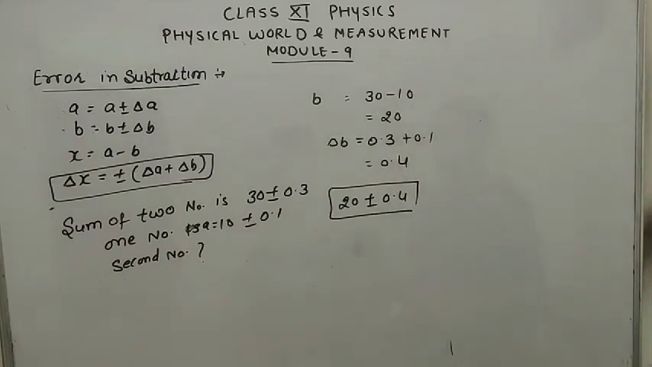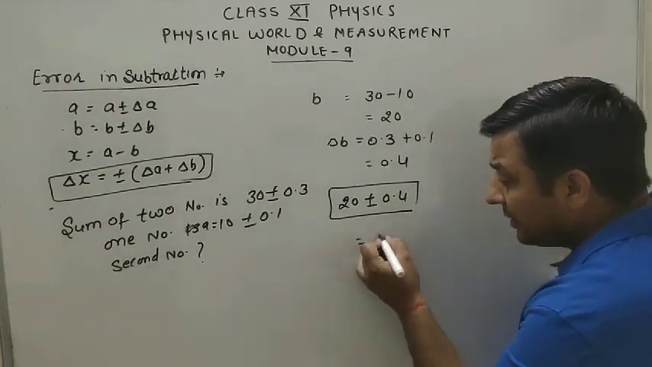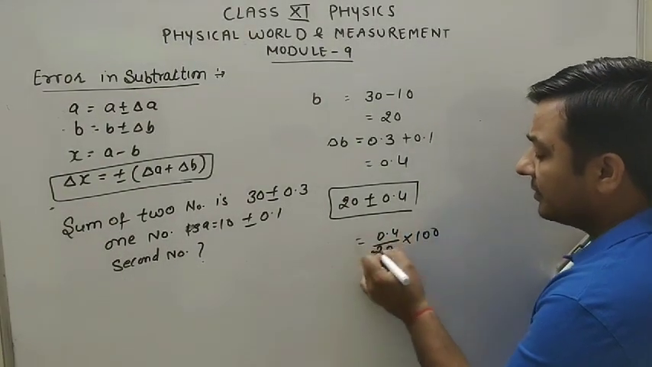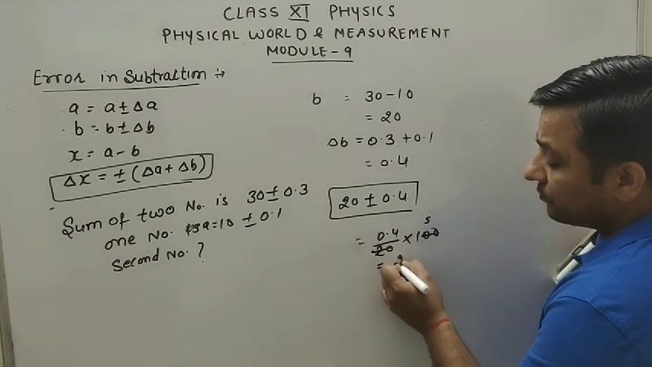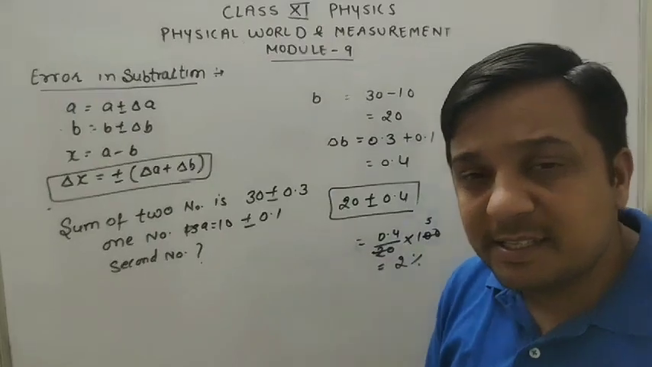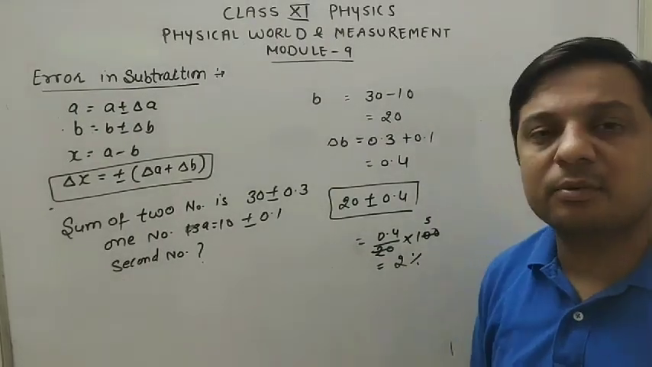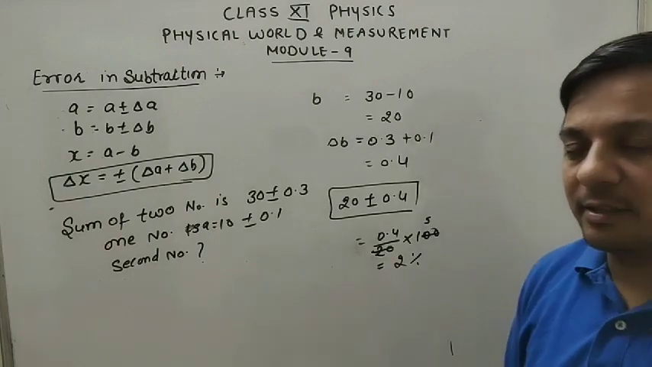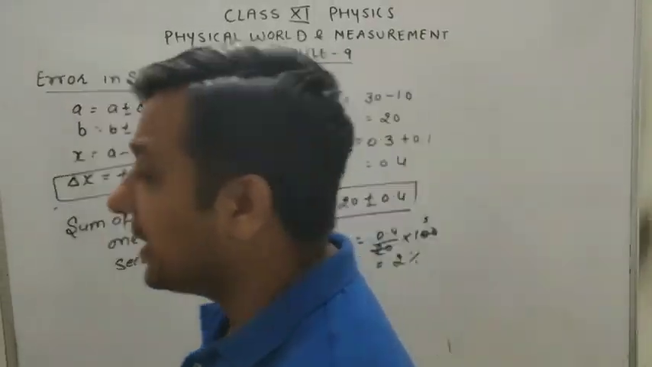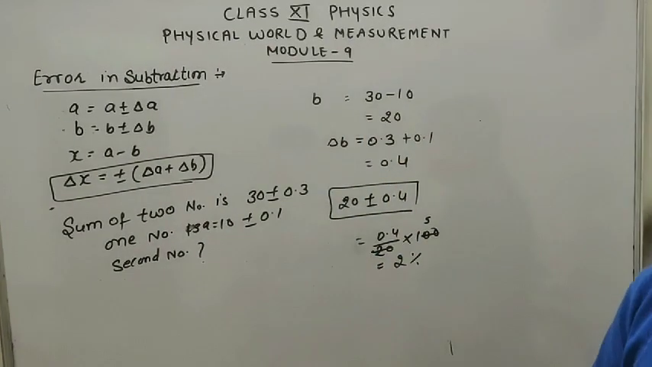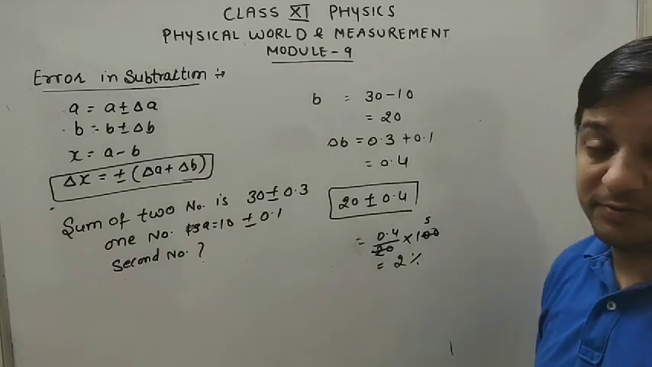What will you do? You will write down 0.4 by 20 into 100, that is equal to 2%. So dear students, very easy and very simple concept of error in subtraction and error in addition. In case of error in addition and error in subtraction, you will just add the error. This is very important one.